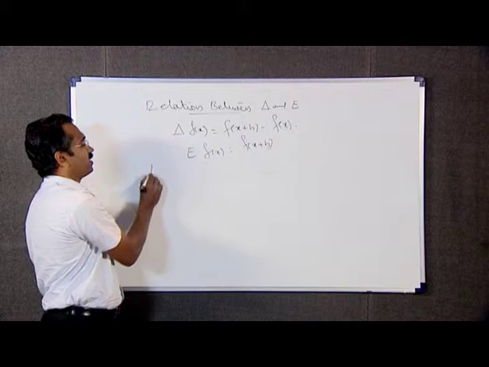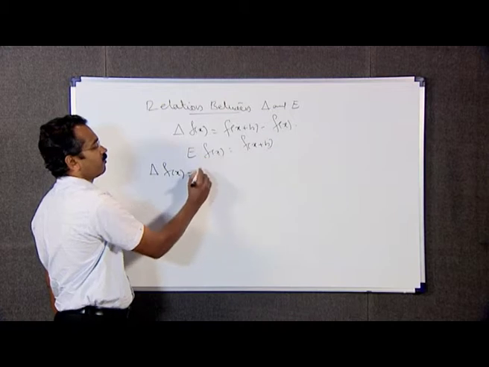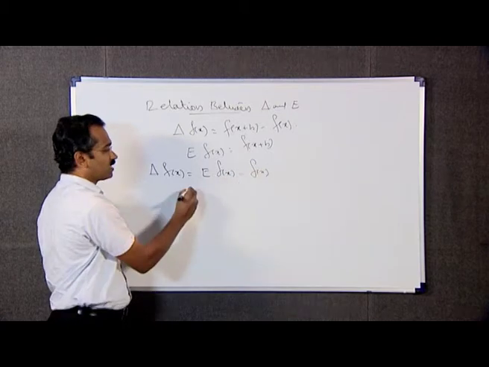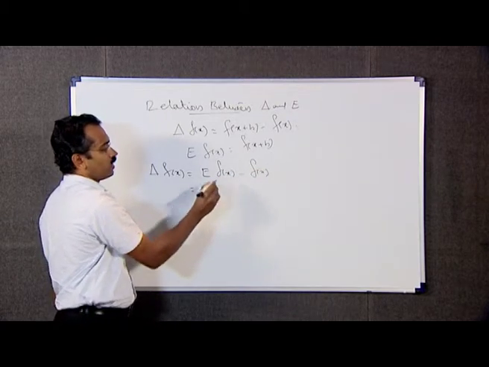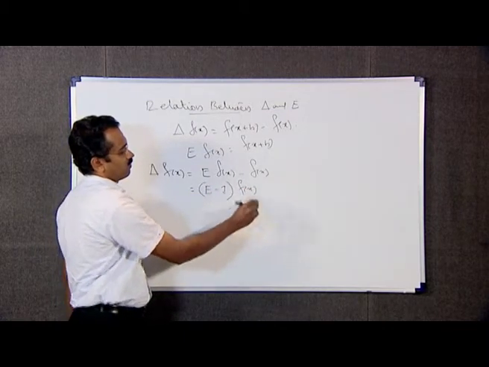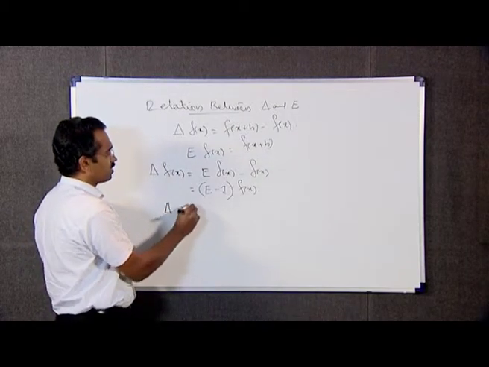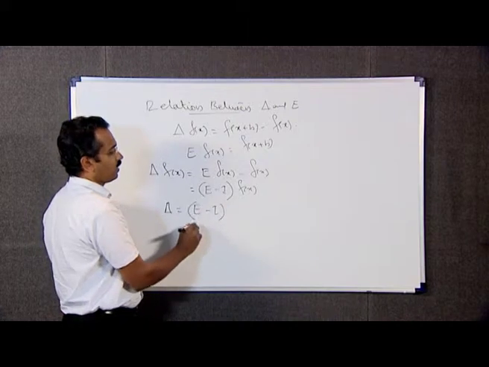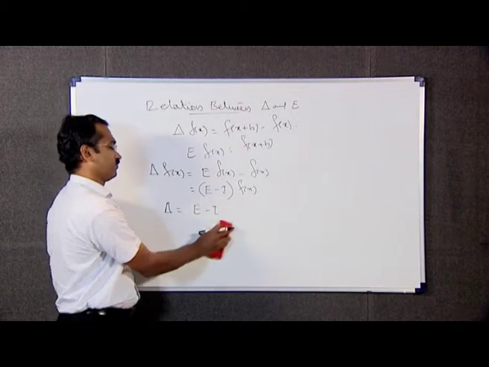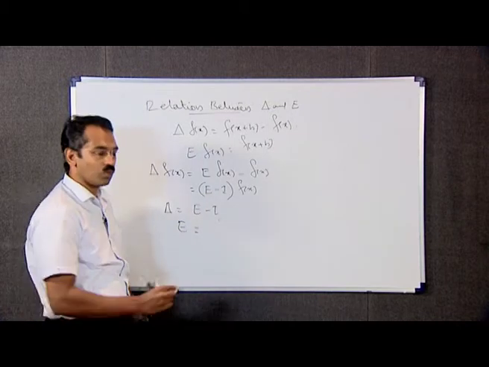From this, we can write delta f of x is equal to f of x plus h minus f of x, that is E of f of x minus f of x. That is equal to E minus I of f of x. That is delta is equal to E minus I, where I means the identity operator, or E is equal to 1 plus delta.